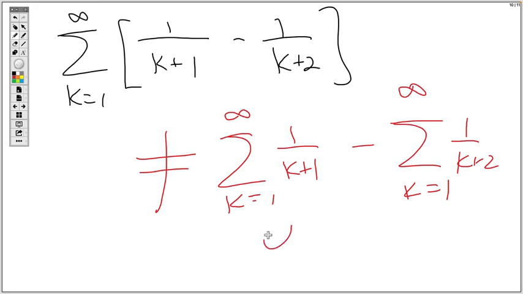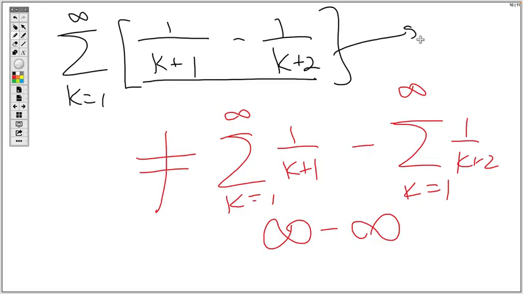Essentially what's happening here is we're getting an infinity minus infinity, which we'll sort of know about at the end of this week. The point of doing this is hopefully it'll help us figure out what the partial sums look like. All right. So let's do that.